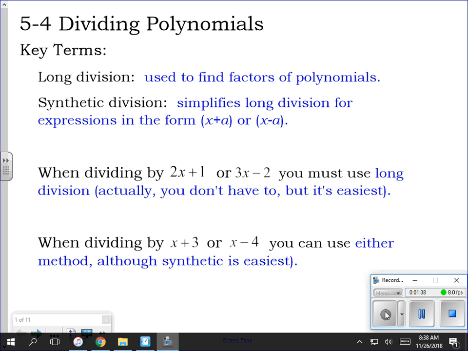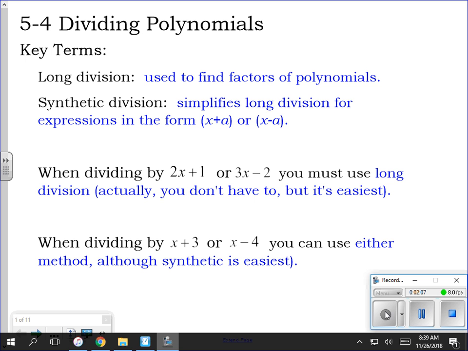So when dividing by 2x plus 1 or 3x minus 2, you must use long division. Actually, technically, you can use synthetic division for that, but nobody ever teaches that because it's really hard. Really hard. And nobody wants to do it, including me. I don't even know if I can remember how to do it. When dividing by x plus 3 or x minus 4, you can use either method, although synthetic division is easiest.